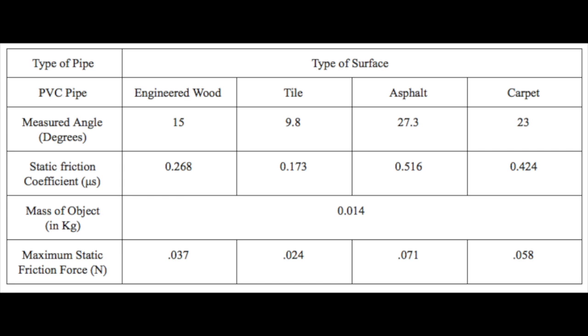In conclusion, these results would be what you expect. Asphalt had the highest maximum, while tile, a less abrasive surface, had the lowest maximum. This explains why you are more likely to slip on tile than in a parking lot.